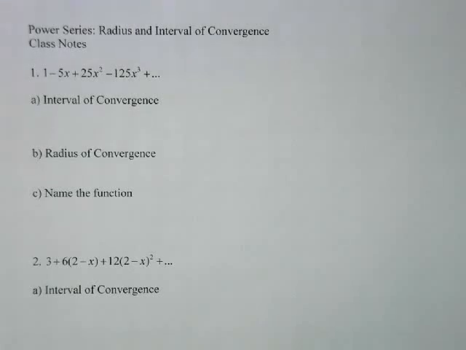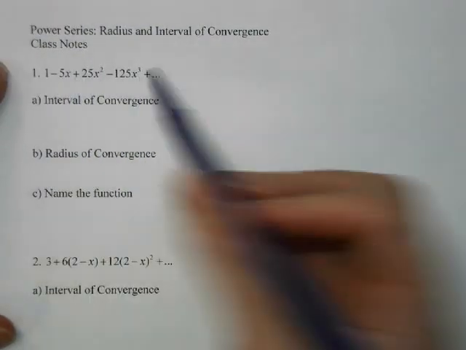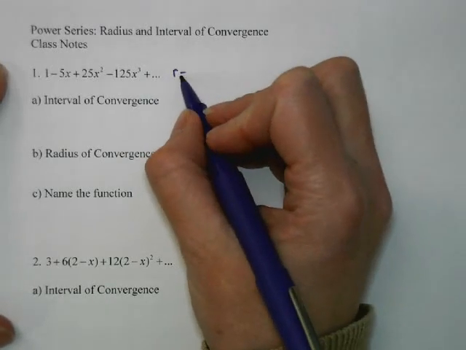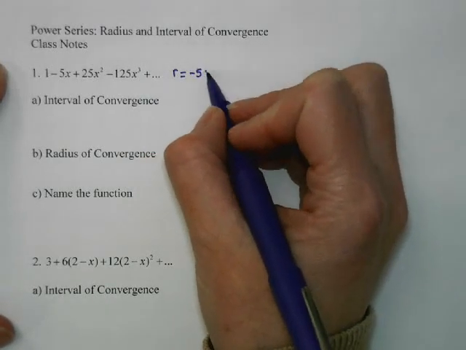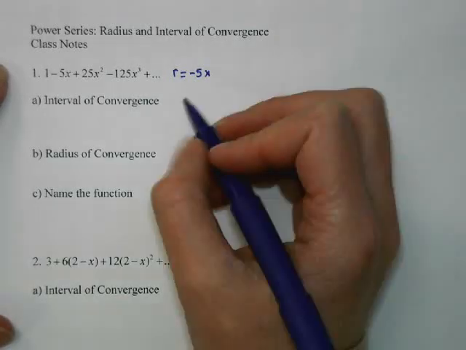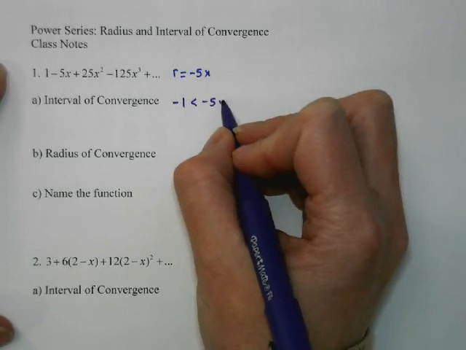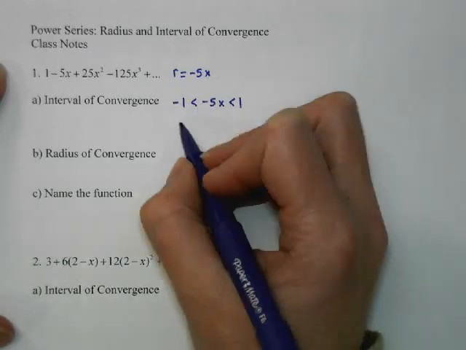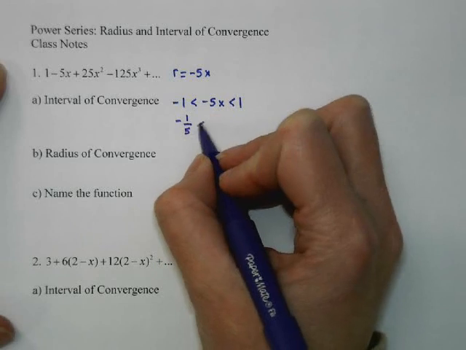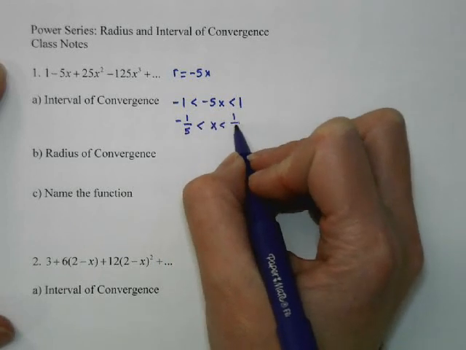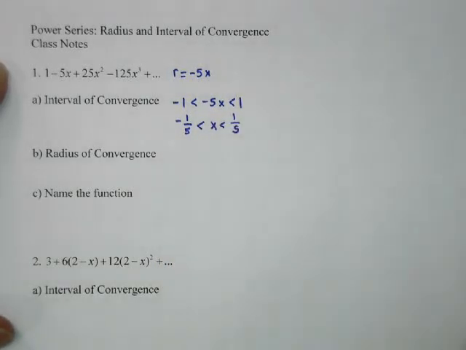Today we're going to talk about the power series, and specifically the interval of convergence and the radius of convergence. We're already familiar with this idea from infinite geometric series. This is an infinite geometric series with a common ratio of negative 5x. So the interval of convergence would be when negative 5x is between negative 1 and 1, which is going to be when x is between negative 1/5 and 1/5.